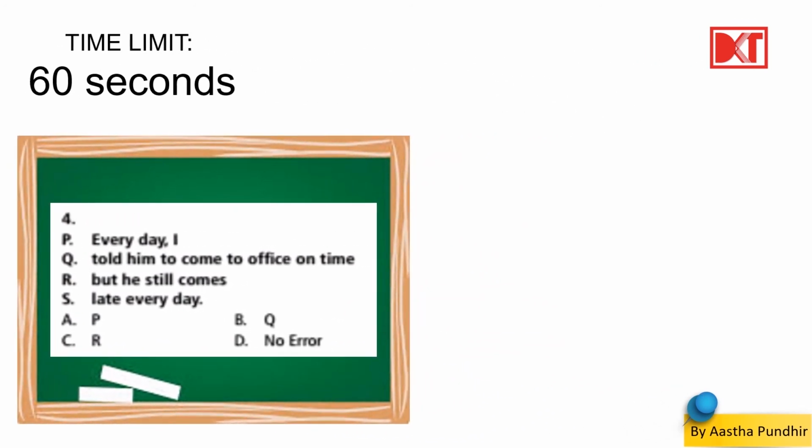Okay. Every day I told him to come to office on time, but he still comes late every day. Okay, so here the part with the error is this one, Q. Every day I told him. If we are saying every day, then we should use the present tense, like every day I tell him to come to office. Okay, so the answer is B, Q.